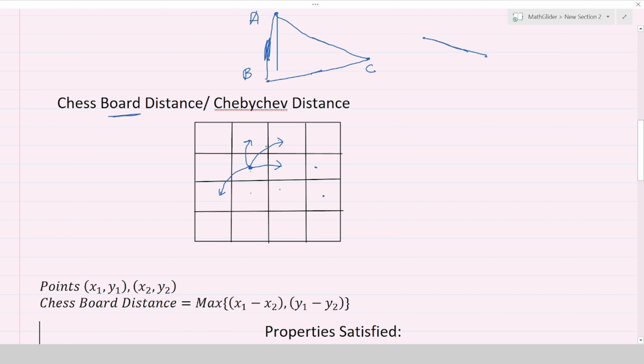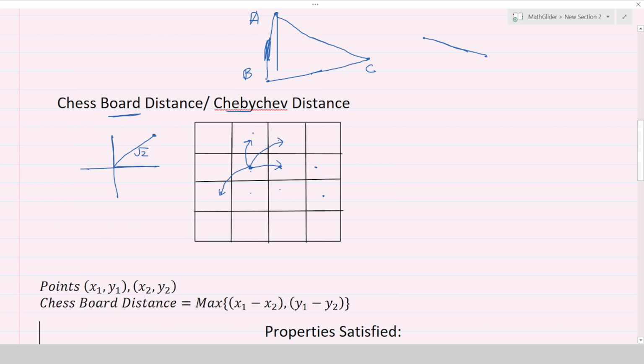Now, if we were to measure this distance in Euclidean distance, this is 1, this is 1, and this distance is square root of 2, right? This is 1 and this is 1, so this will be root 2. But in this new chessboard distance, this is 1, this is also 1, and this is also 1. It is also called Chebyshev distance in some books.